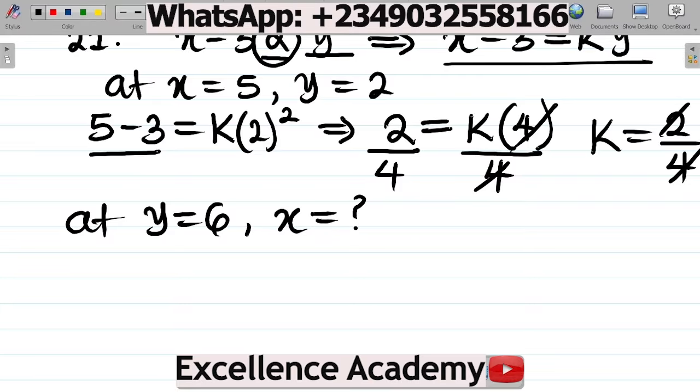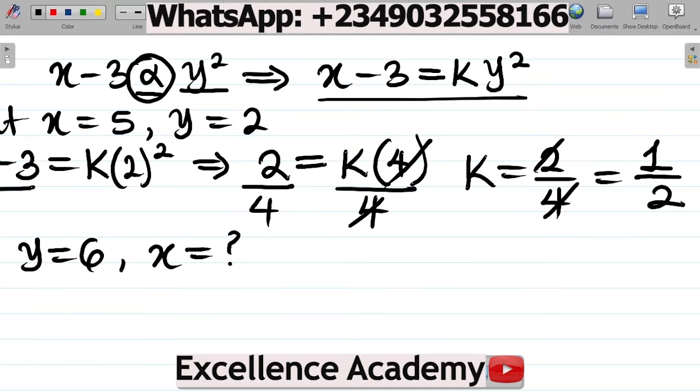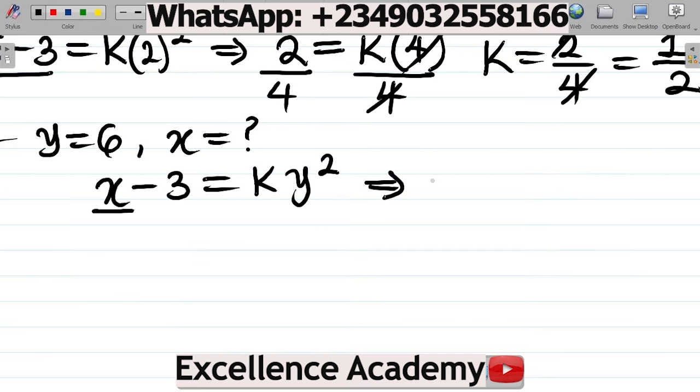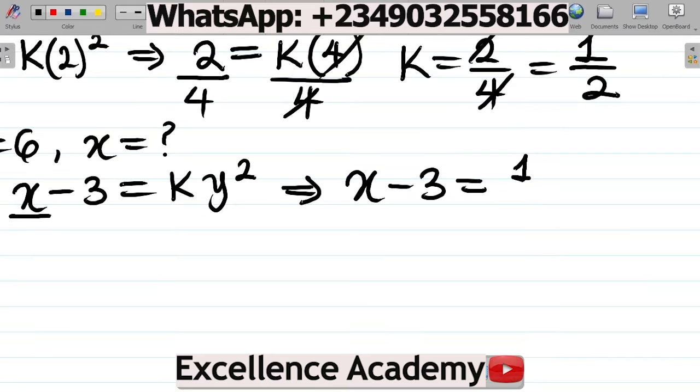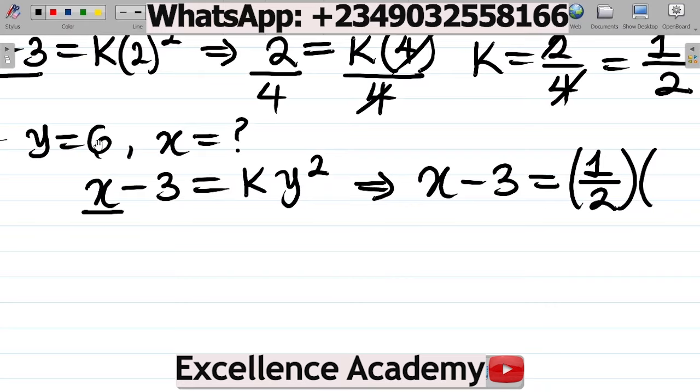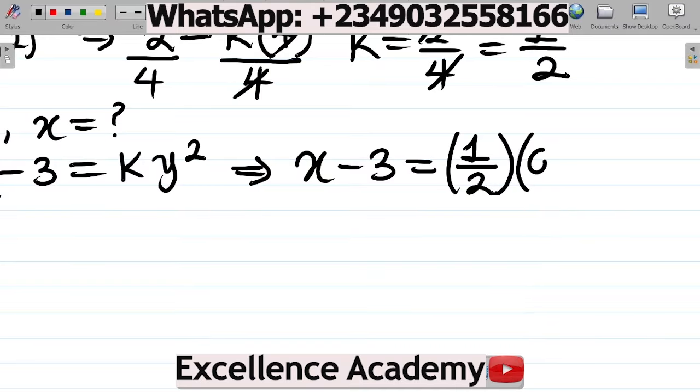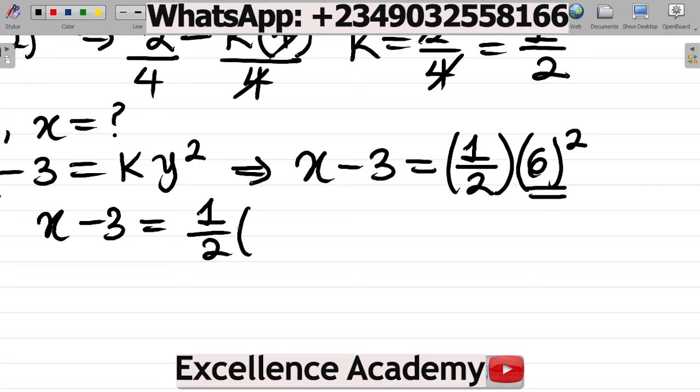So how do we solve this? We'll go back to our initial equation, which is x minus 3 is equal to ky squared. We've gotten the value of k here as 1 over 2. That's k into y squared. All right, the value of y is 6, so y squared becomes 6 all squared. So from here, x minus 3 is equal to 1 over 2 into 6 squared gives you 36.